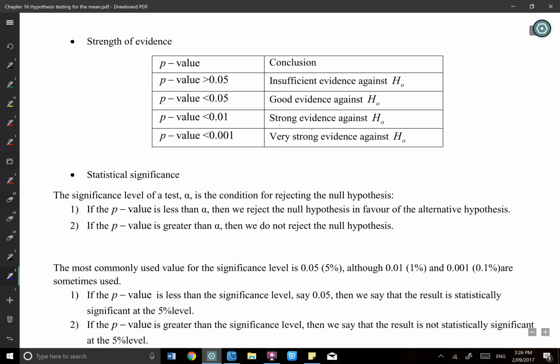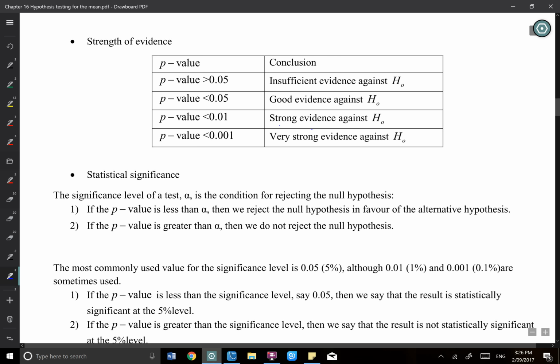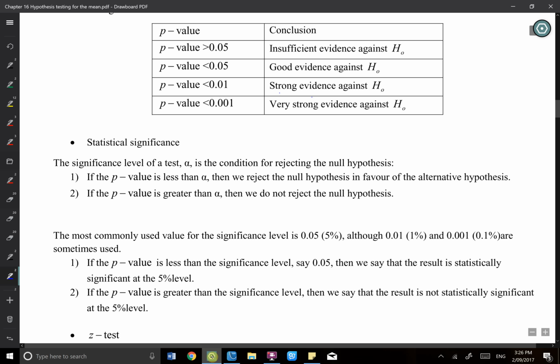But you're not guessing values, okay? The question will tell you in what percentage you reject your values. It's called the statistical significance. The significance level of a test, alpha, is the condition for rejecting the null hypothesis.